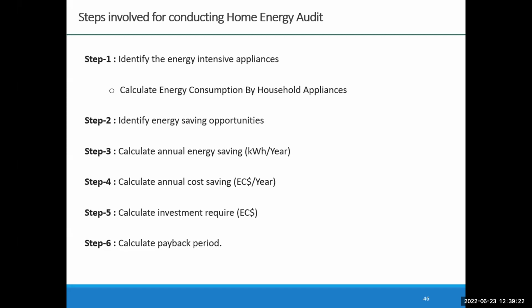In step 6, we can calculate the simple payback period, which is the total amount of investment in terms of energy cost divided by annual energy cost savings. This will give us, in terms of months or years, how quickly we can recover our invested amount. So these are the 6 steps for doing the home energy assessment.